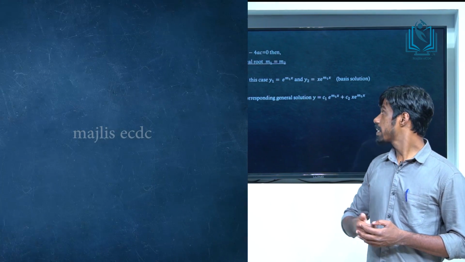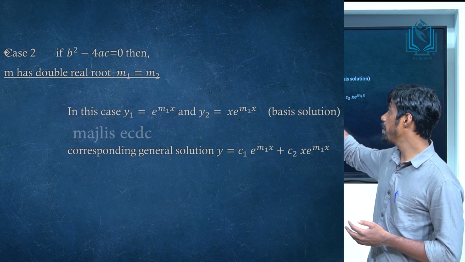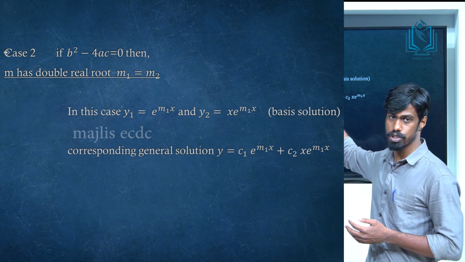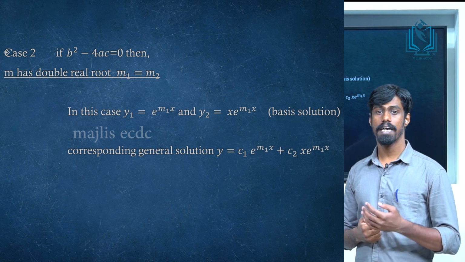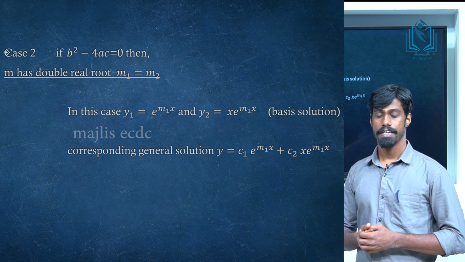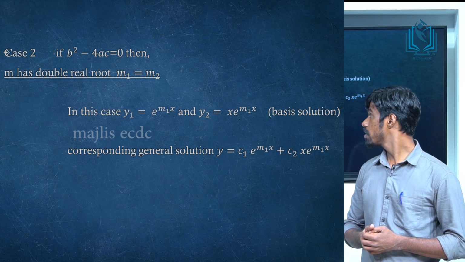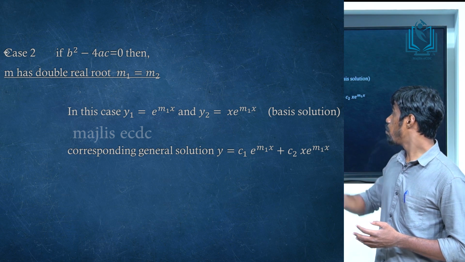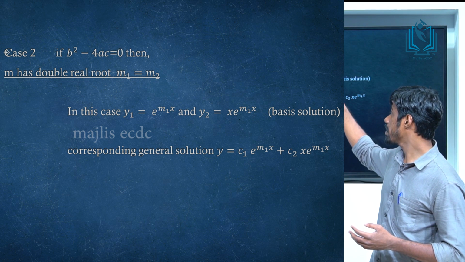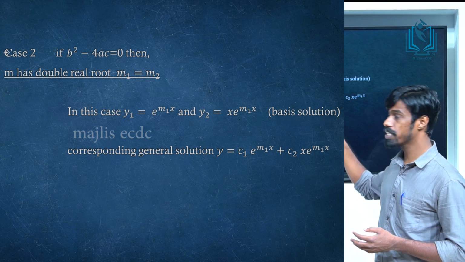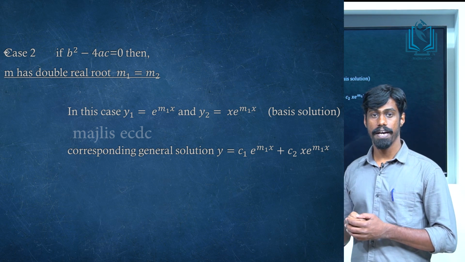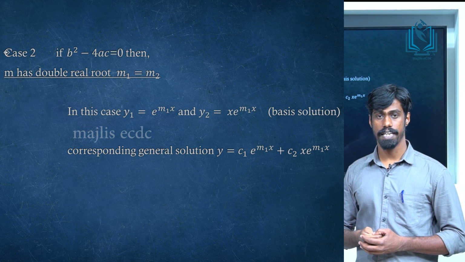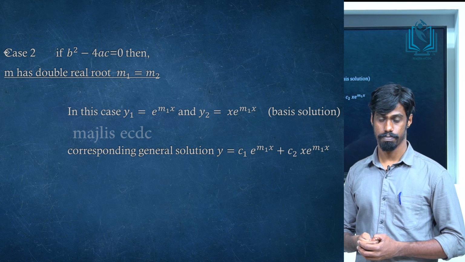Next, case number 2. If b square minus 4ac equal to 0, then we get m has two double real roots, say m1 equal to m2. In this case, y1 equal to e raised to m1x and y2 is equal to x e raised to m1x is the basis solution of a y double dash plus b y dash plus c y equal to 0.